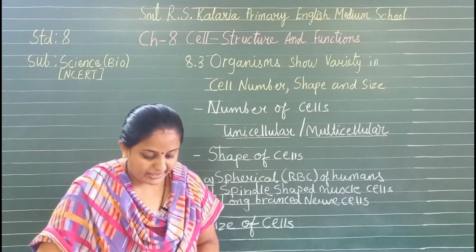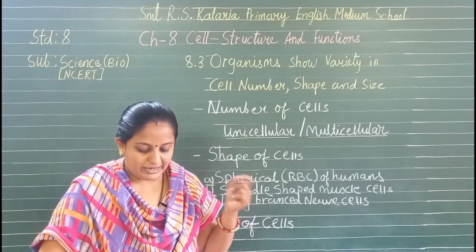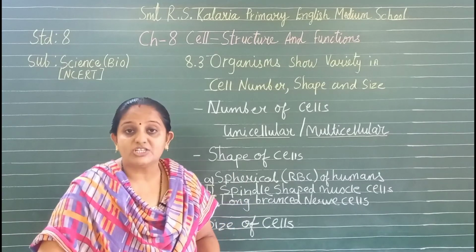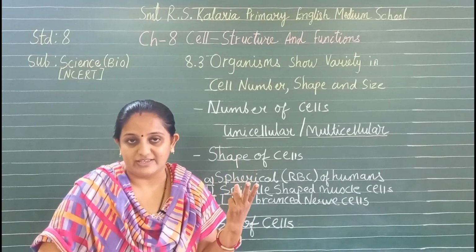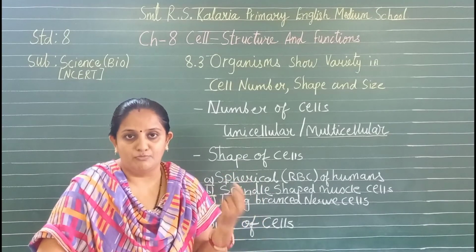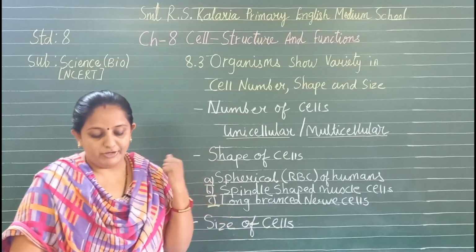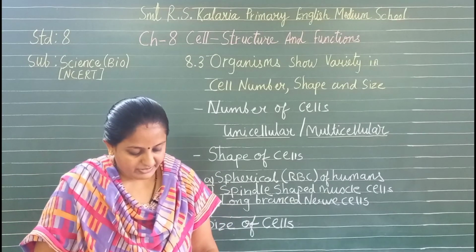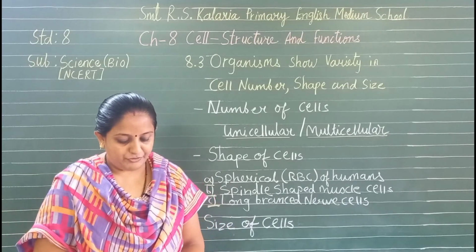Here Paheli is asking a question. What advantage does amoeba derive by changing its shape? There are two advantages. It uses its pseudopodia for movement and for capturing food. So we can say that the shapes of cells are different.